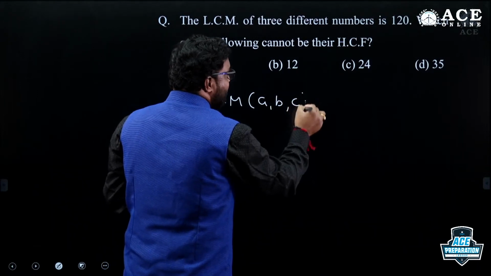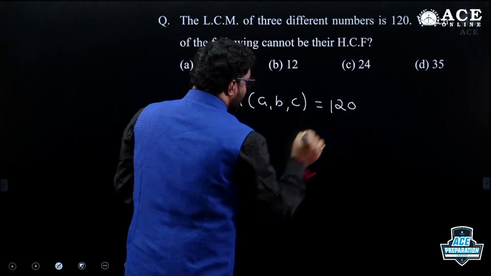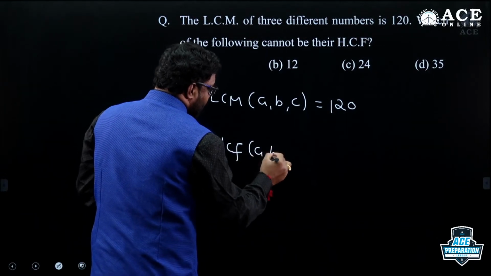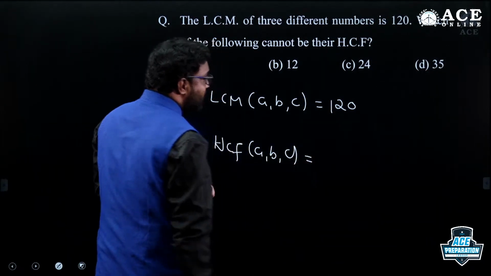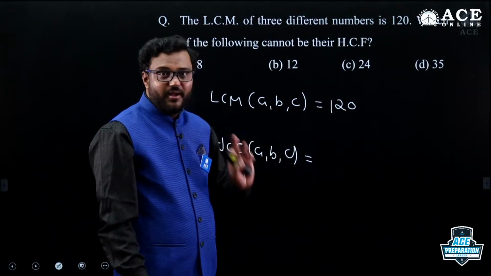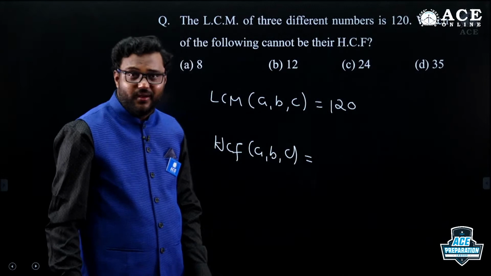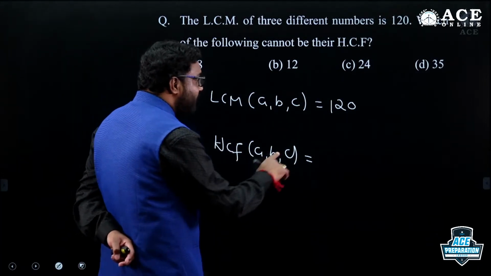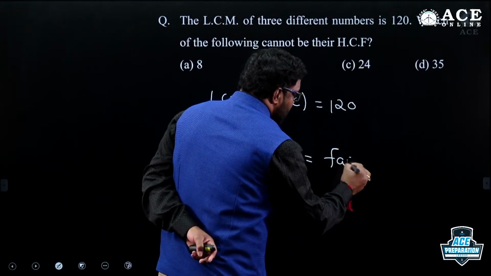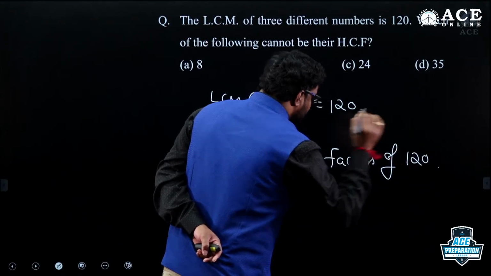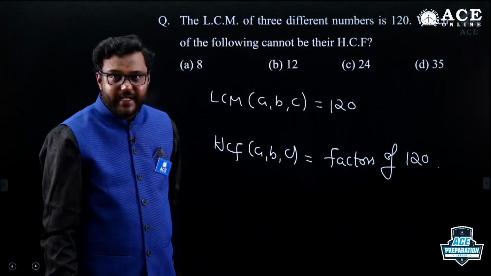Let's call them A, B, C, my dear friends, LCM 120. What should be the HCF? HCF should be divisible, okay, the numbers which divide 120 are factors of 120. HCF must and should divide LCM, right? Means HCF is a factor of 120, a divisor of 120. HCF must and should divide 120.